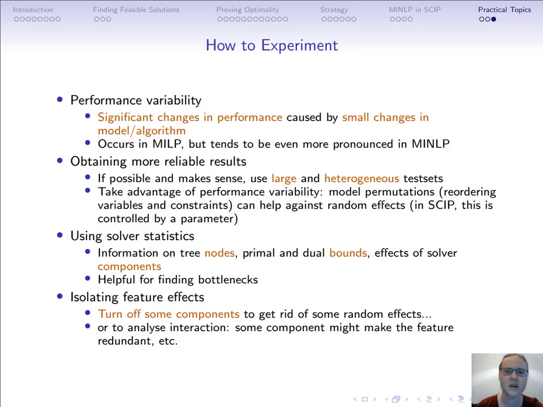And finally, if you want to understand how some feature impacts the performance, you might want to turn off some components in order to isolate this feature. However, one should be careful when doing that because there might be some meaningful interaction between different components. So if you turn off some component, you might get results that do not really reflect the real picture. However, you might also be able to find some interesting interaction between different components.